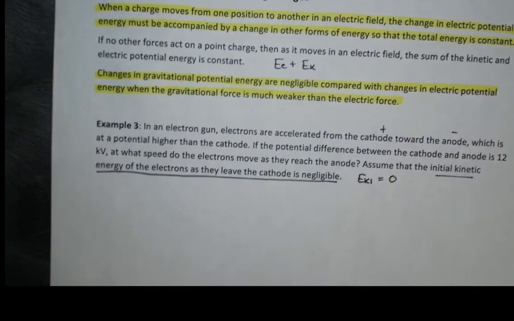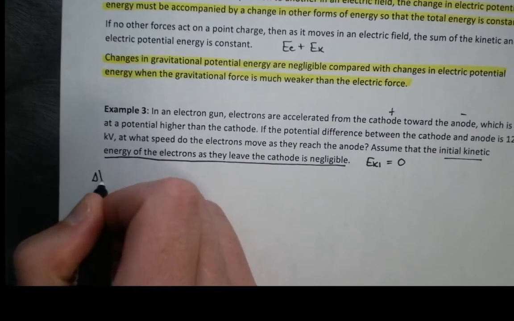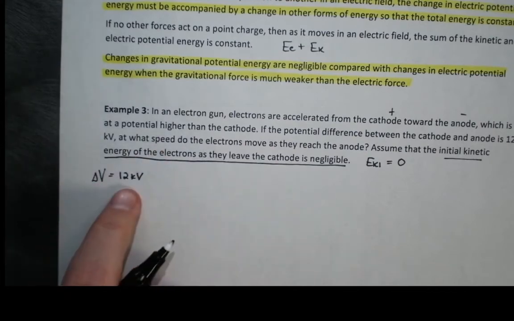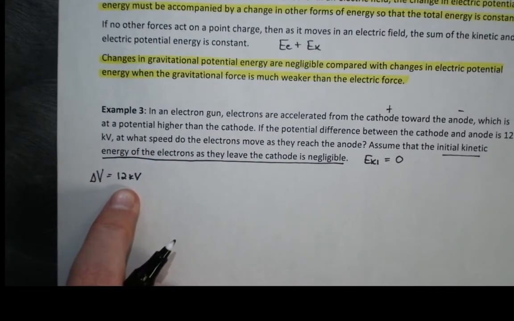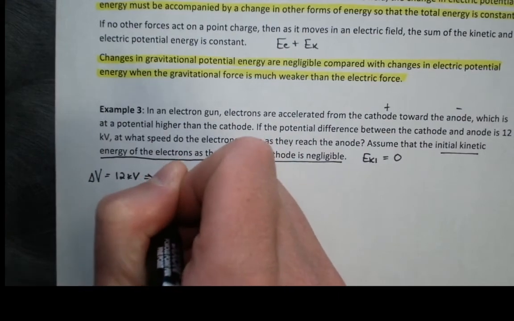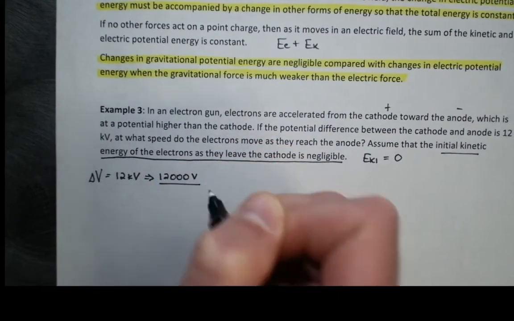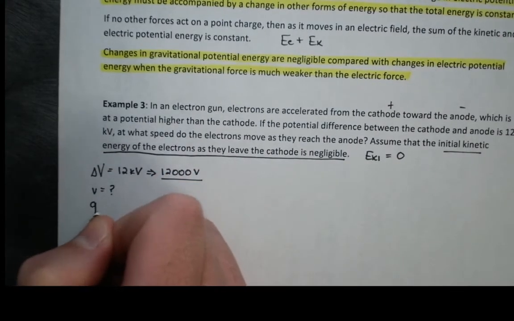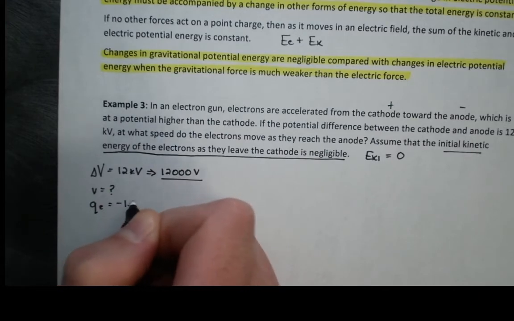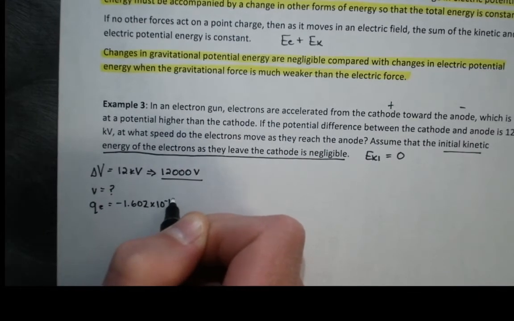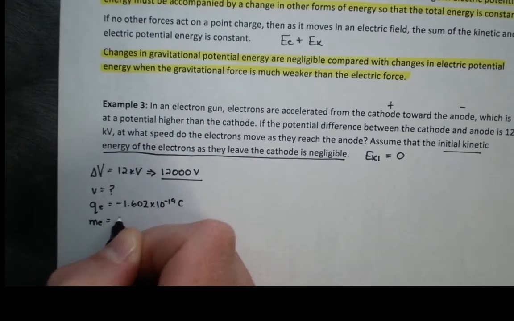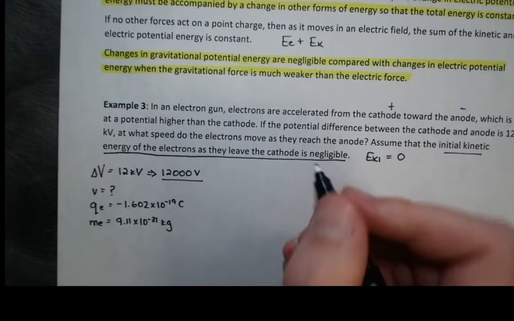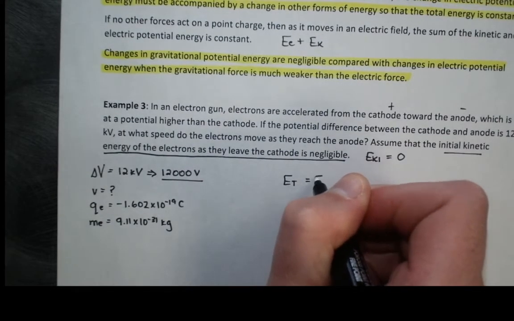EK1 is 0. Okay? So we know that the electric potential difference is 12 kilovolts. Of course, kilo is times 10 to the power of 3. So this actually is 12,000 volts. We're looking for speed again. We're dealing with electrons, so we know their charge. And we know the mass of an electron is 9.11 times 10 to the negative 31 kilograms.